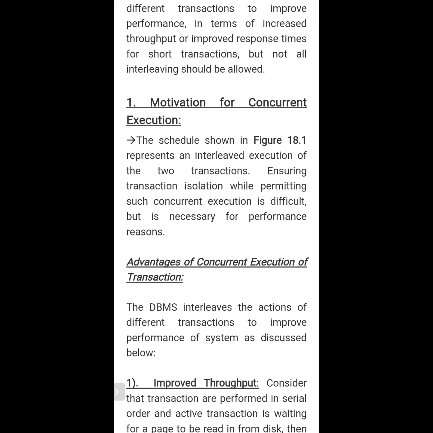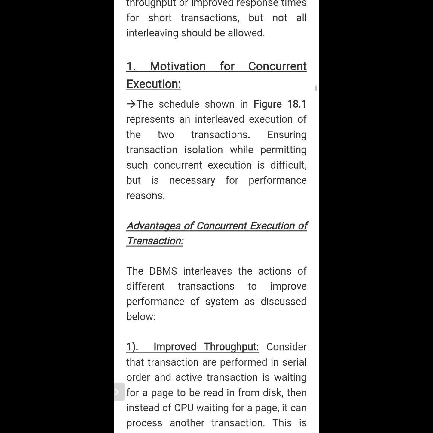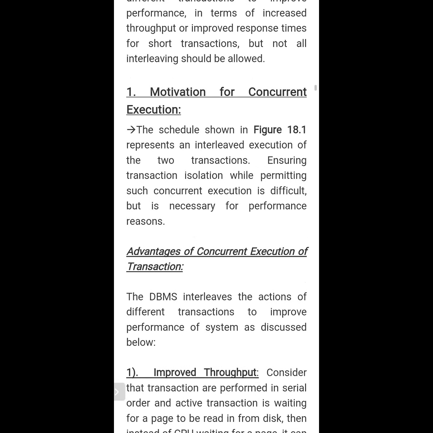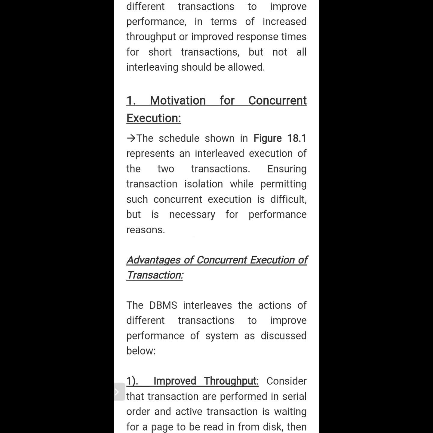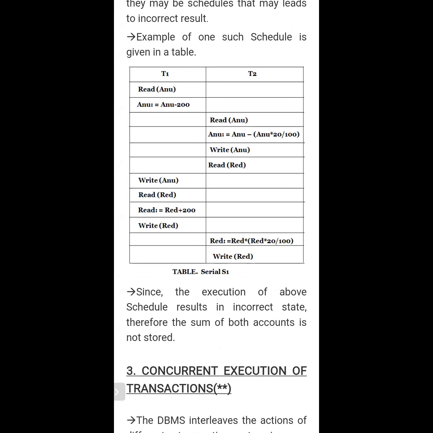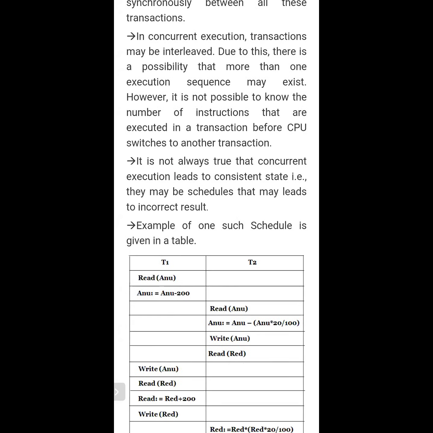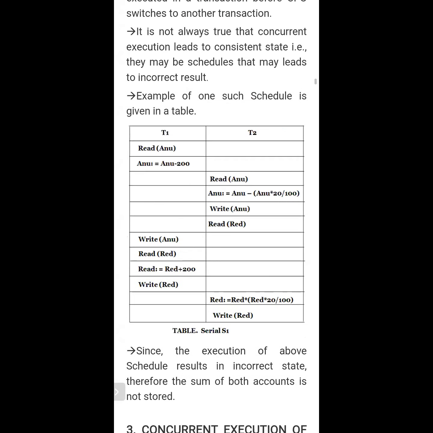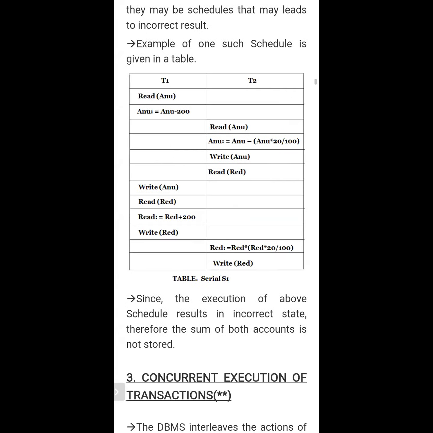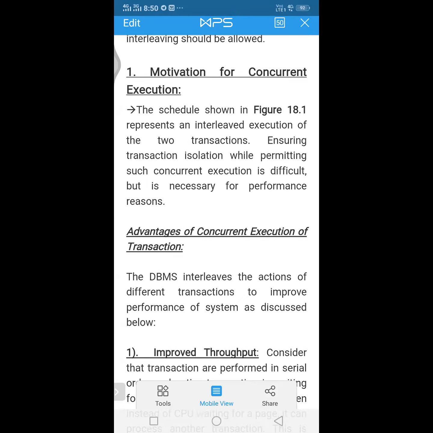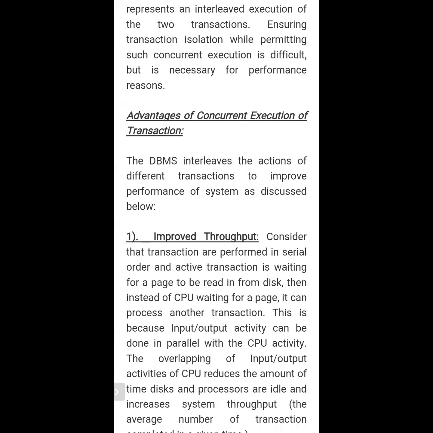If you observe Figure 8.18.1, it represents interleaved execution of two transactions. Ensuring transaction isolation while permitting such concurrent execution is difficult, but it is necessary for performance reasons. So in the previous case, we are observing this, right? In this diagram, we are already observing how the interleaved executions are performed. So, advantages of concurrent execution of transactions: the DBMS interleaves actions of the different transactions to improve the performance of the system, as discussed below.